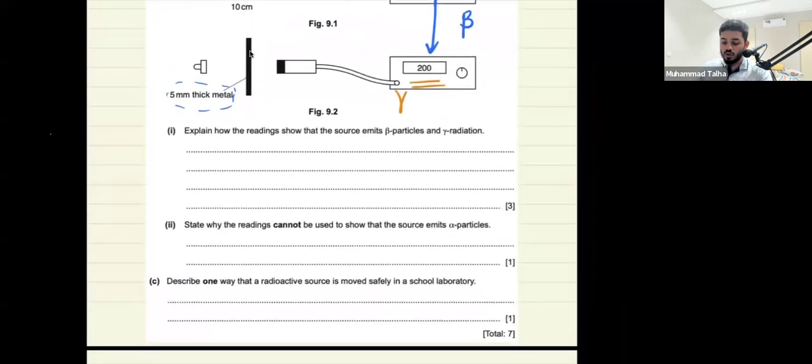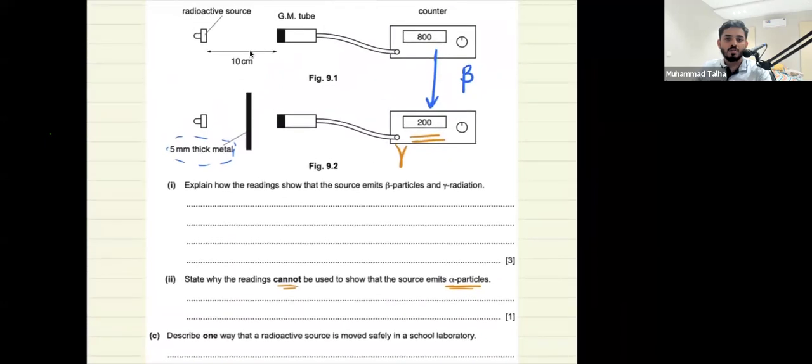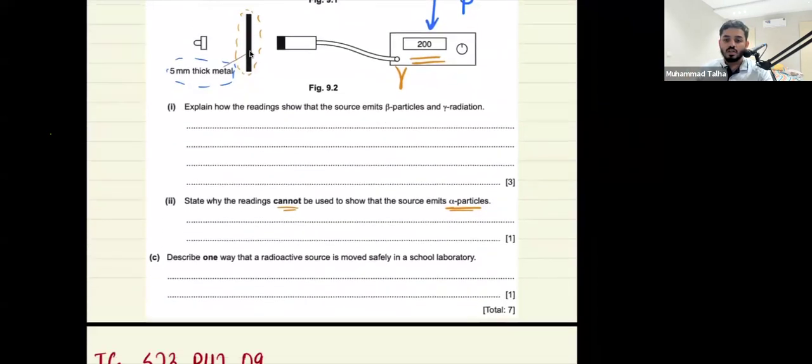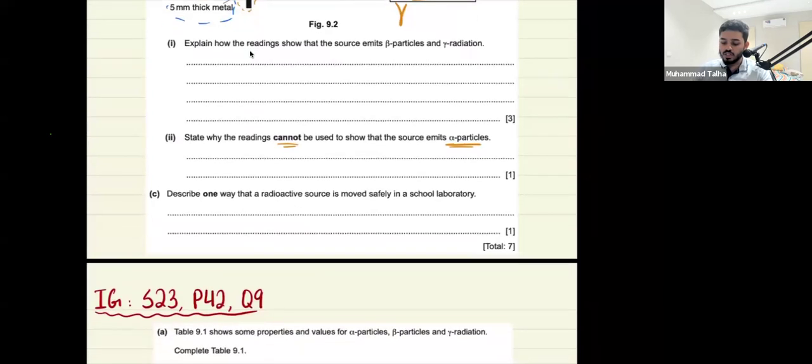State why the readings cannot be used to show that the source emits alpha particles. That is because alpha particles are much less penetrating. These would be totally blocked by this, and also they have a really small range in air. It's only like 3 or 4 centimeters. So it would just get ionized in air, it would just finish out there. So that's the answer to this.